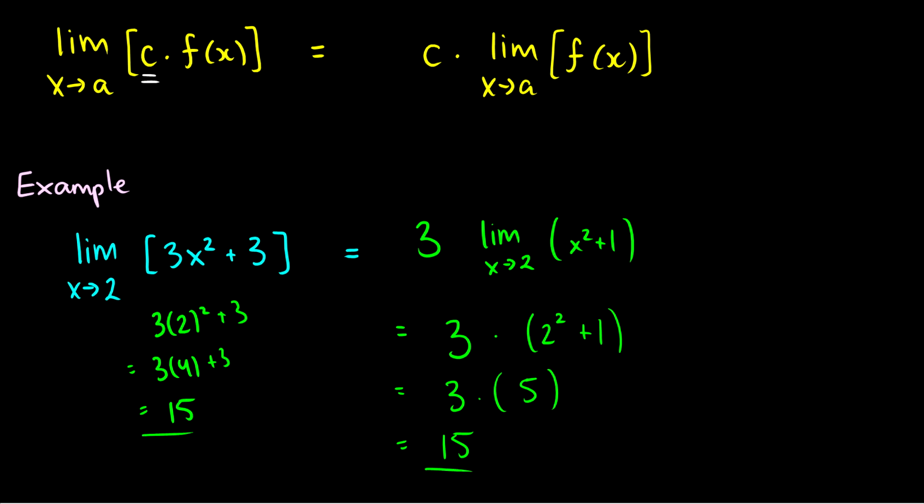So sometimes it's easier to pull out a constant factor because it makes multiplying all those other numbers much easier than just including them into every term. So that's a nice multiplication law for limits.